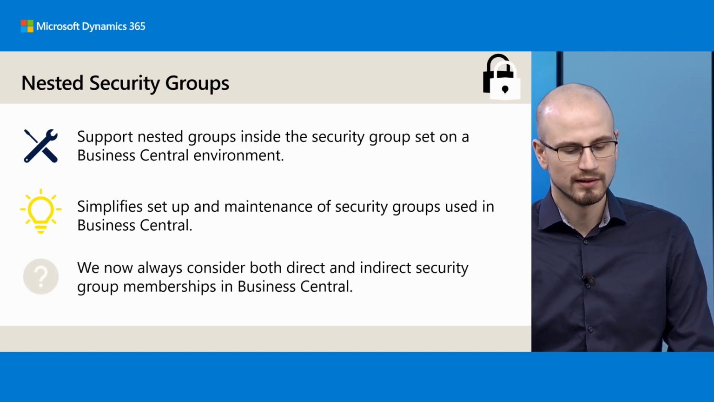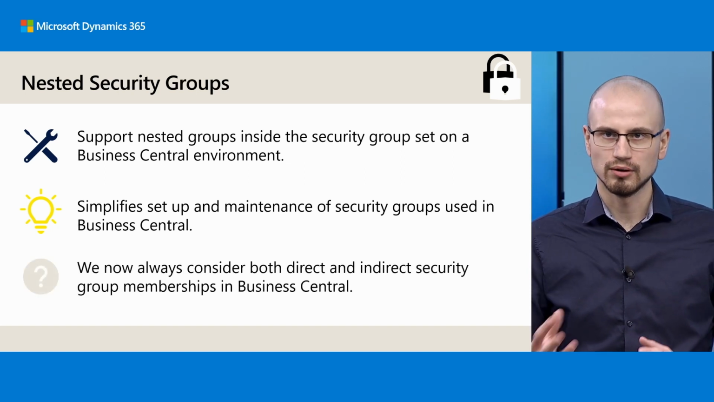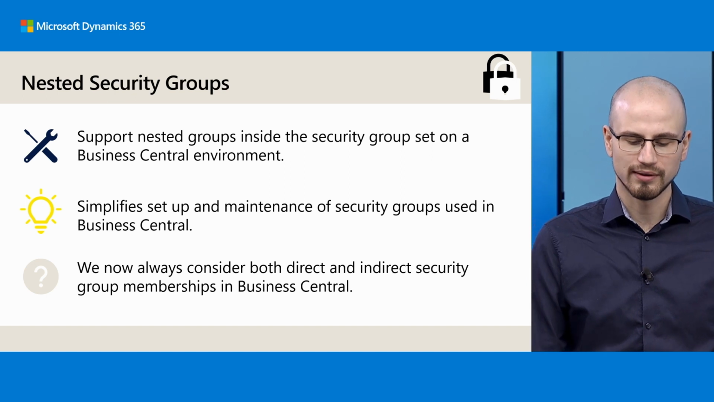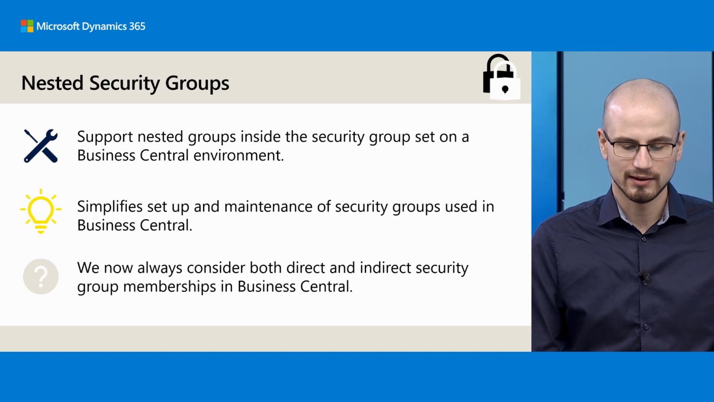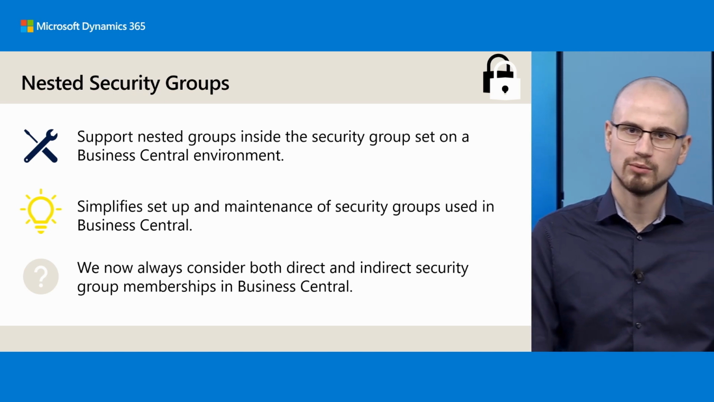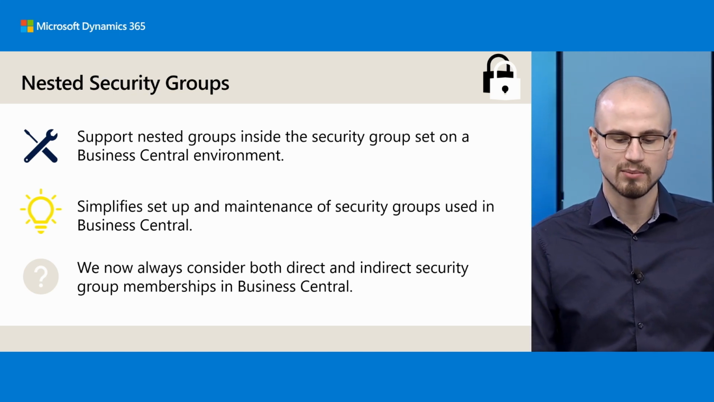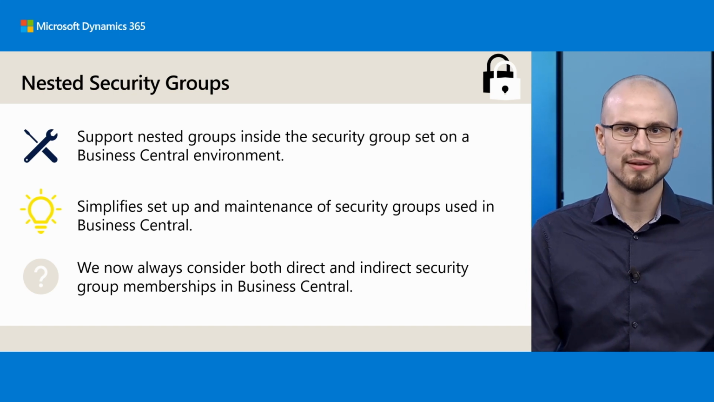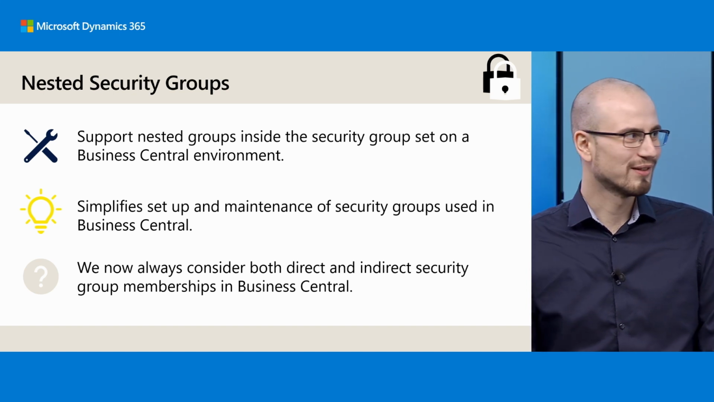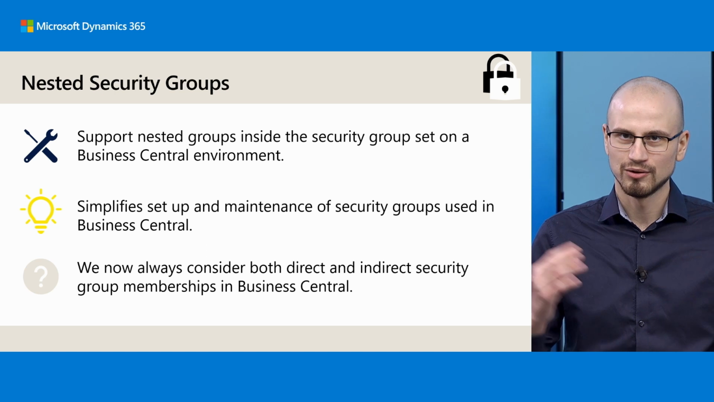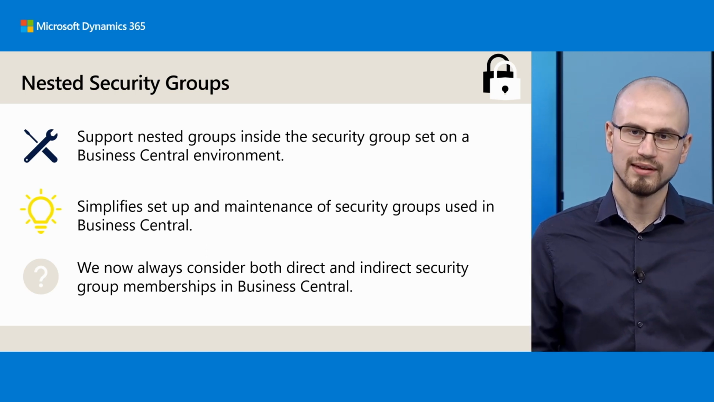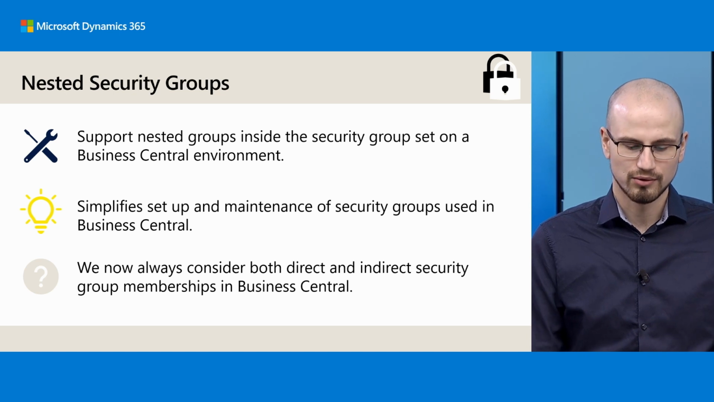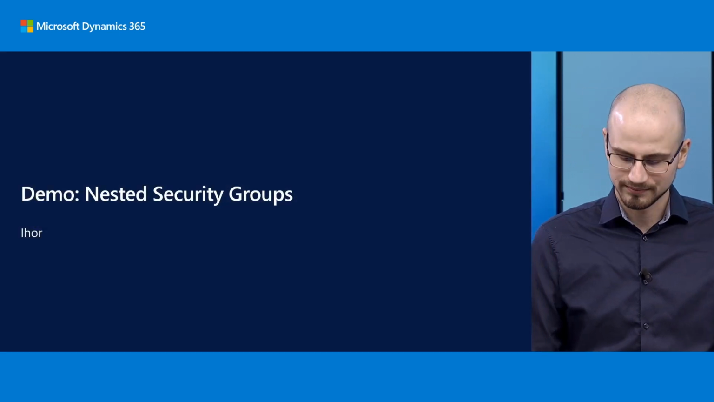And how we did it? Now we just changed the calls and the APIs that we call, so we always consider both direct and indirect members of the group. And we know that it will apply to the environment security group, but just a small hint as to what's to come, it will also apply to our next demos when we will show how we use security groups within Business Central. So let's jump straight into the demo.